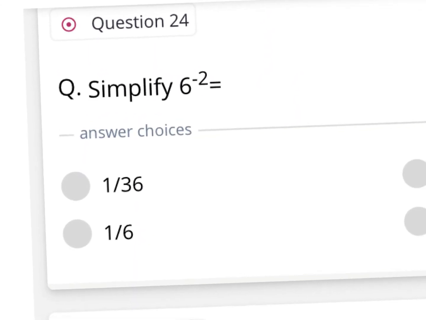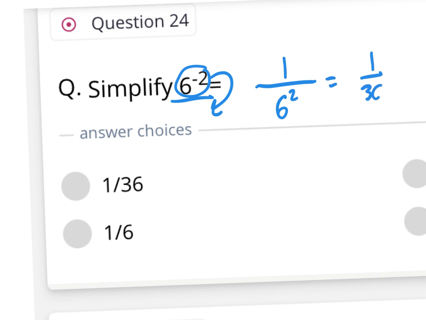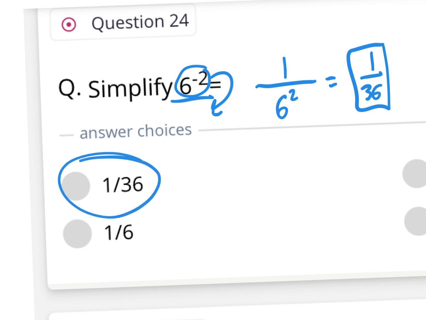Simplify 6 to the negative 2. We must remember that anytime you have a negative exponent, you must move it to the other side, and the exponent will become positive. Since there is no other side, you put that fraction bar, and if you move it down, it'll be 6 to the positive 2 on the bottom, and there's nothing left up on top, so you put in the 1 that's up there. Okay, so what is 1 over 6 squared? That's really 1 over 36, and that is your final answer for number 24.